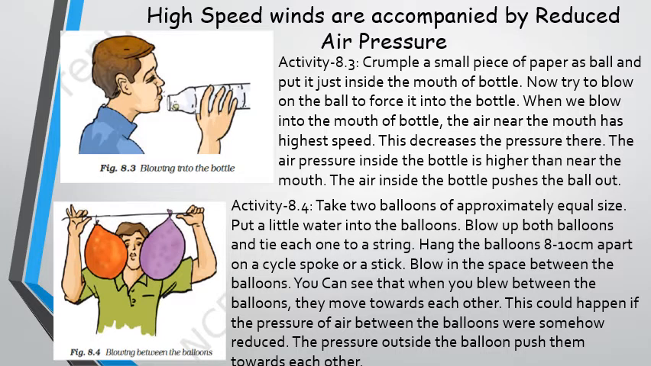When we blow into the mouth of the bottle, the air near the mouth has the highest speed. This decreases the pressure there, and the pressure inside the bottle is higher than near the mouth. The air inside the bottle pushes the ball out.